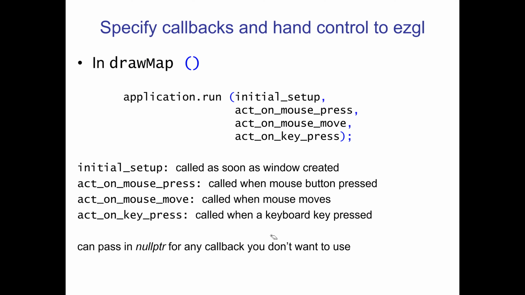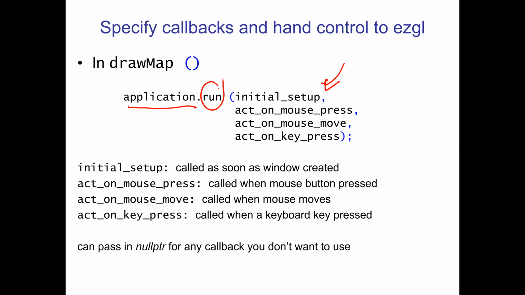Okay, so we've almost got our window set up. We just have one more function. So this EasyGL application object, we call its run method, which is basically handing control to it. And we can pass in 4 more callbacks. If we don't want to, we can always set any of these to null pointer, and it means that this won't be called. But there are 4 more callbacks that we can set.